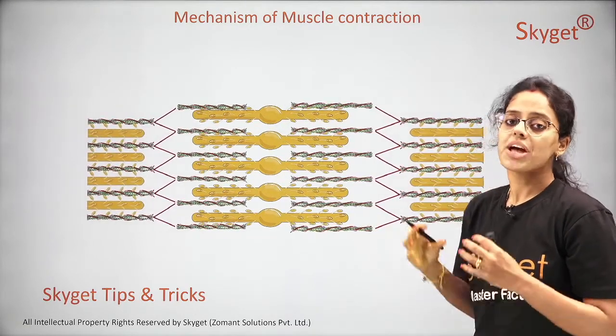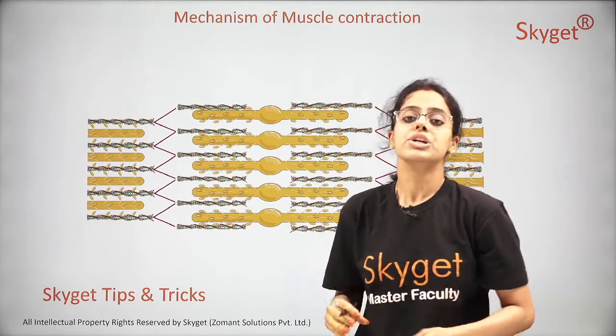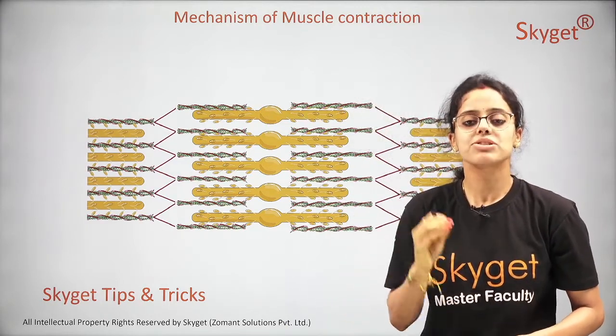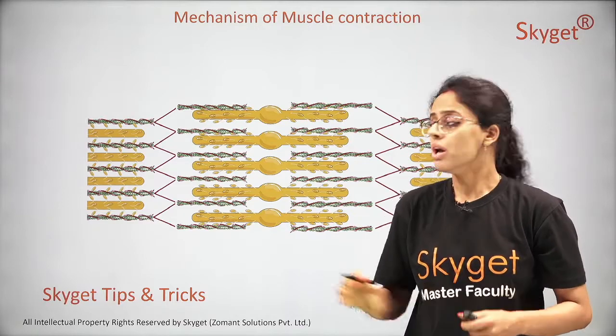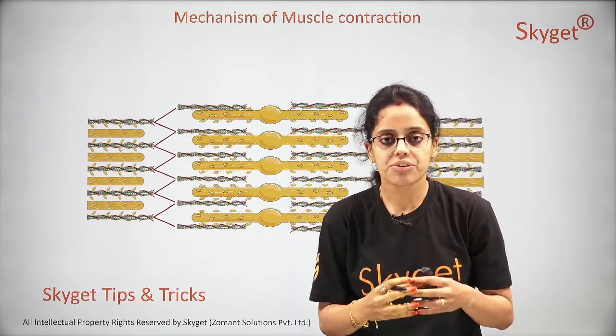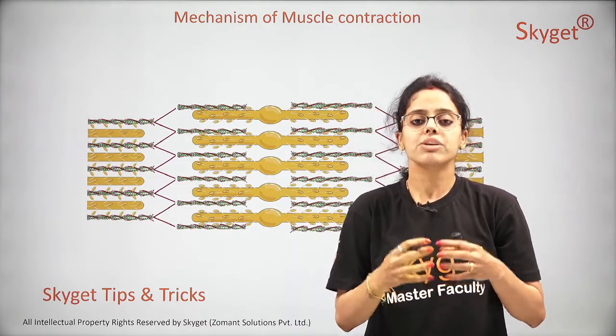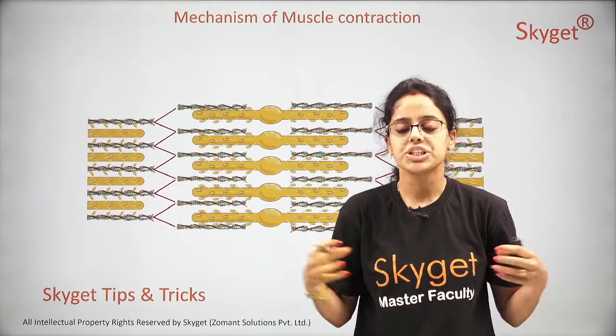Contraction. So the attached actin moves towards the center. So this is the process of muscular contraction. So actin moves towards the center, and in relaxation actin moves back to its original position.